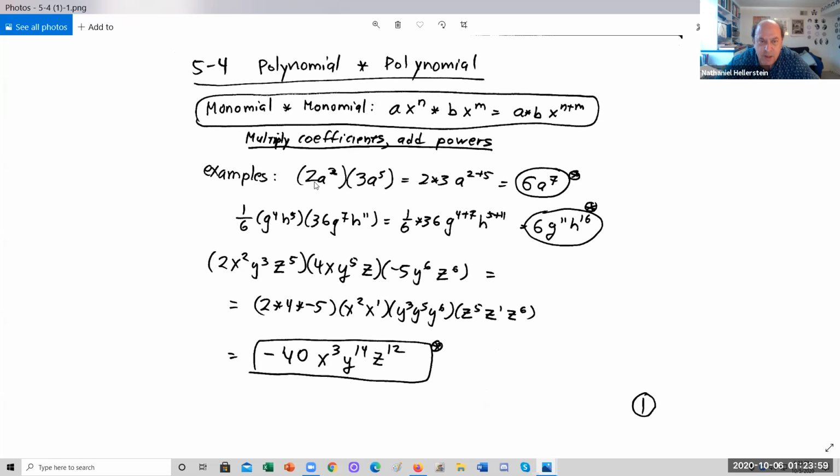So for example, 2a to the second times 3a to the fifth. Well, the coefficient is 2 times 3. The power is 2 plus 5. So you get 6a to the 7th.